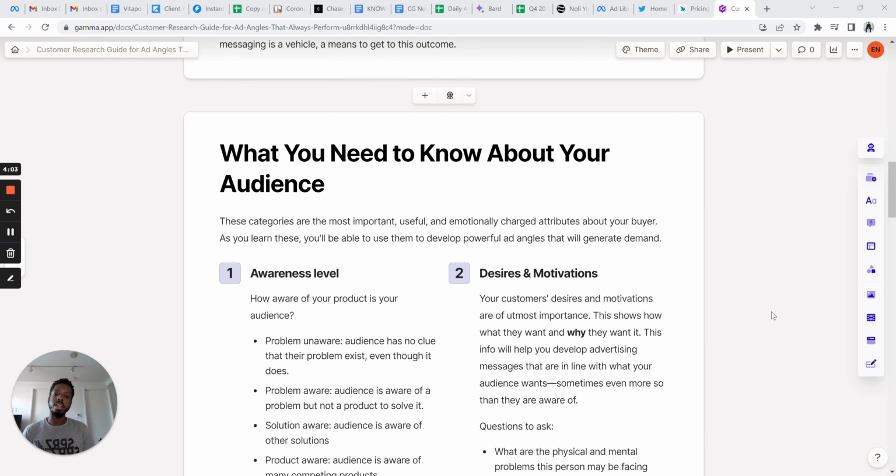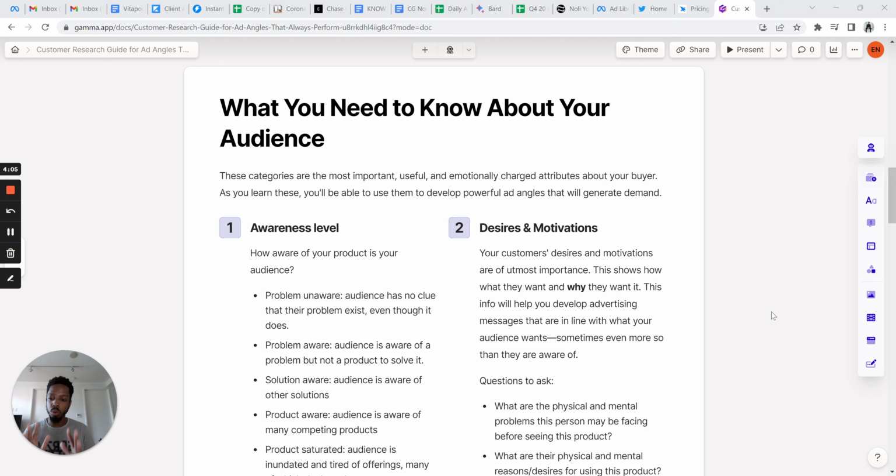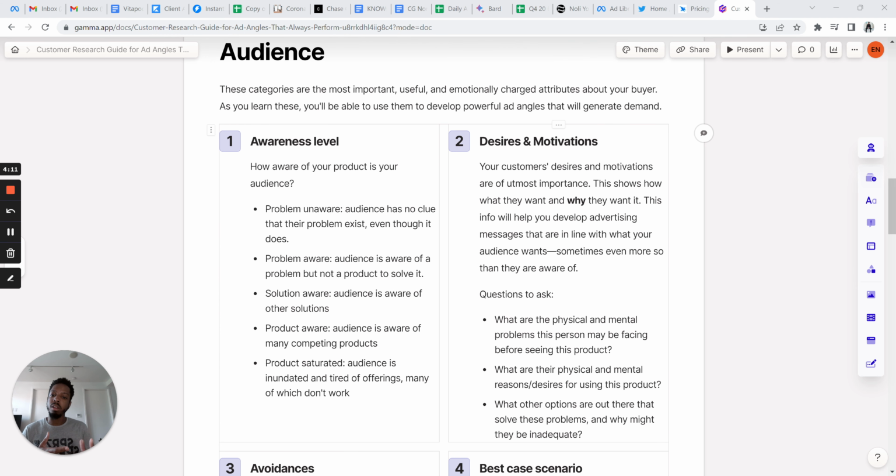So here's what you need to know about your audience in order to be well equipped to do this. First off, the awareness level, right? How aware of your product is the audience? These awareness levels were made pretty popular by, I think, Eugene Schwartz in his book, Breakthrough Advertising. It's a good thing to understand, and I think it belongs in every piece of customer research. So here, you want to know how aware are they? Are they aware of the problem?